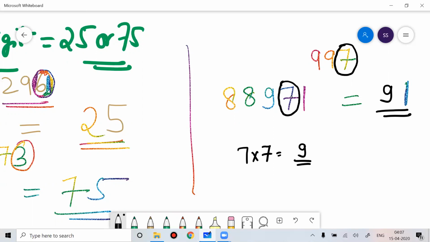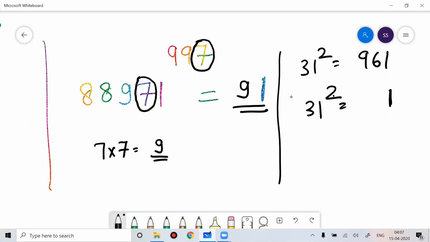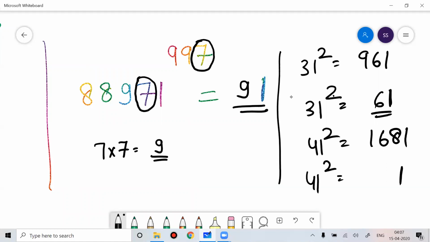Anyone who did not understand, for them I'll do it again. I hope everyone knows that 31 square is 961. How did I do it? 31 to the power 2: the unit digit is 1, and 3 twos are 6. 41 square is 1681. Write the unit digit 1, and 4 twos are 8. That logic only I'm using here.